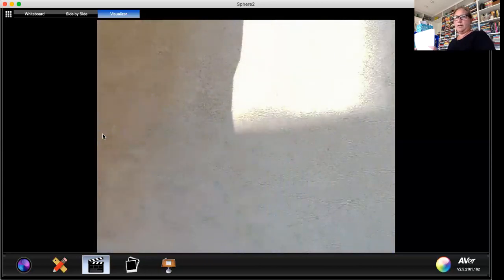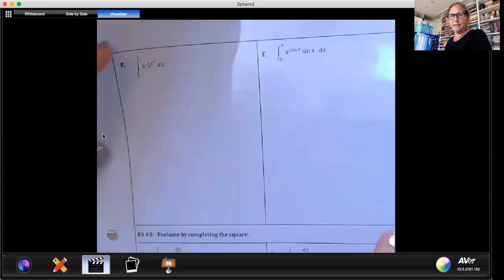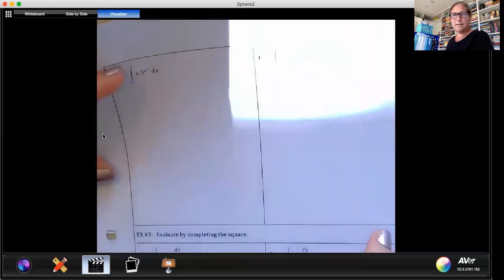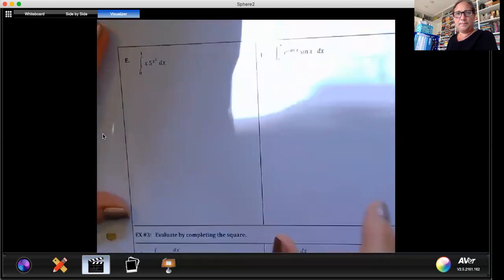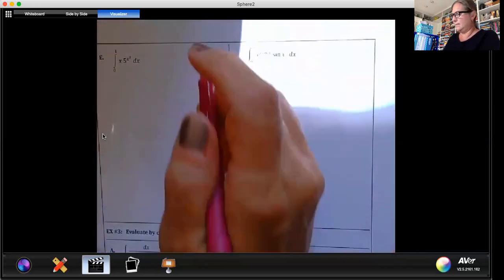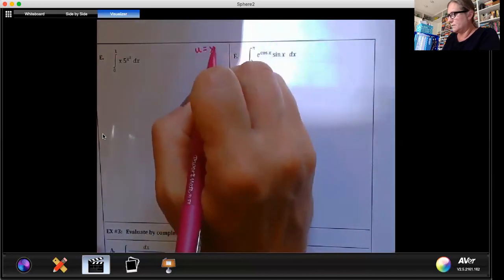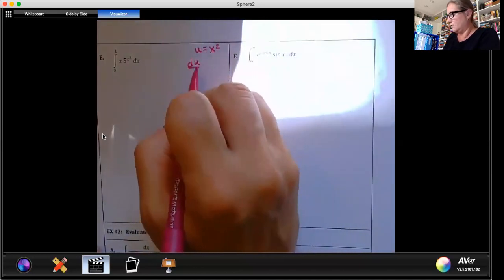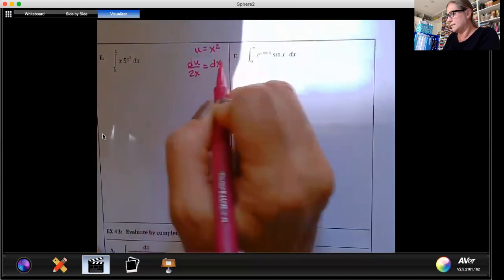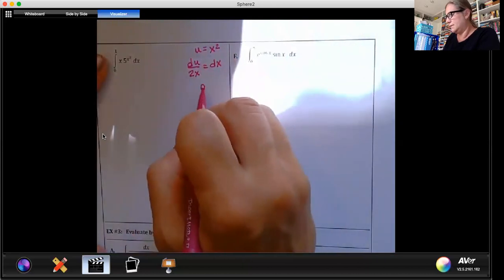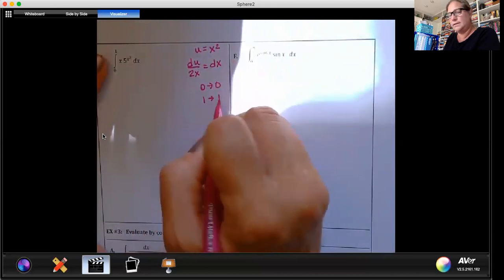Taking a look at part E, I do have a little bit of sun breaking through here, so I'm going to do my best to keep that out of our problem area. So u equals x squared, du over 2x equals dx. From 0 to 1, 0 becomes 0, 1 becomes 1, so that's easy enough.